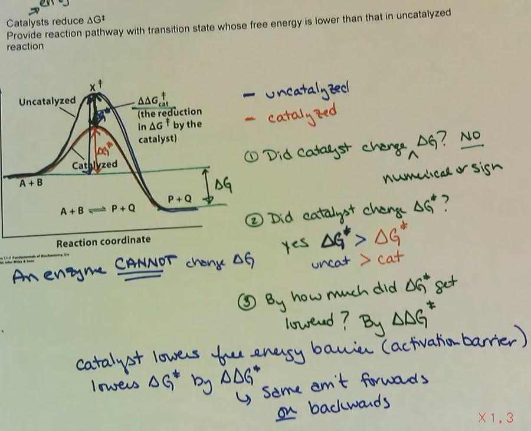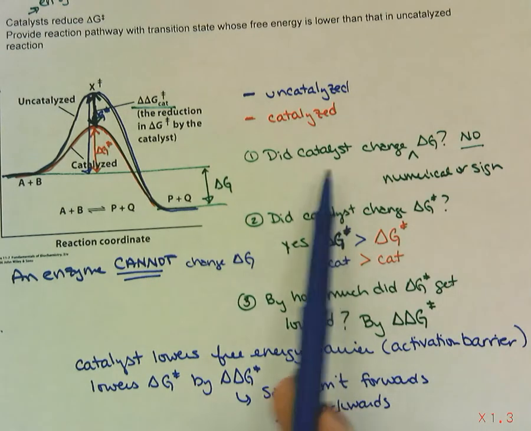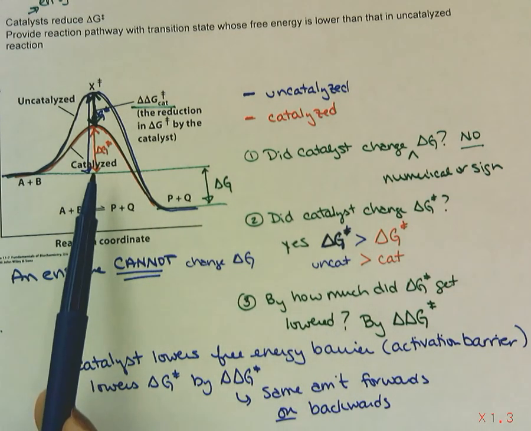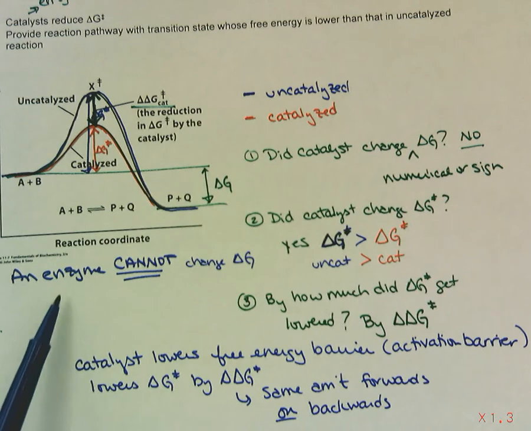So based on question number 1 that we asked, in this particular case, the catalyst didn't change our delta G. Enzymes or catalysts can never change the delta G. They don't make the reaction more spontaneous or less spontaneous. They just lower the activation barrier. It's the only thing enzymes can do, lower that height of energy.